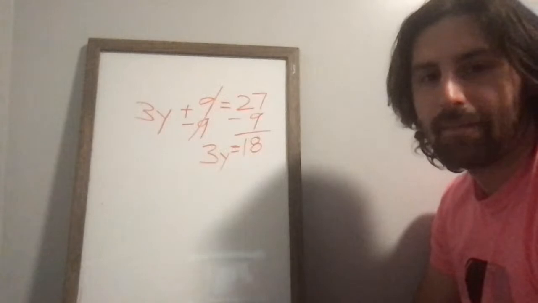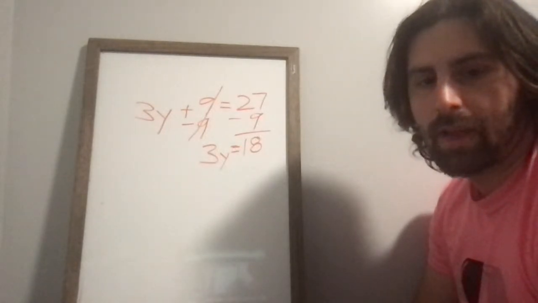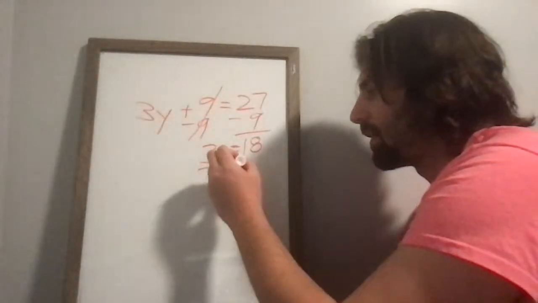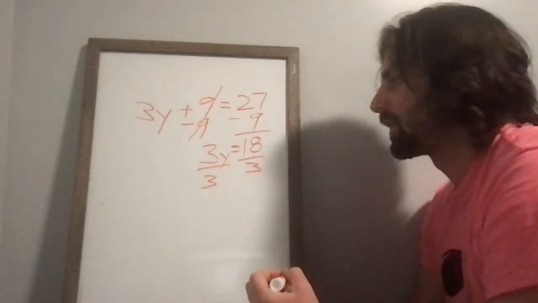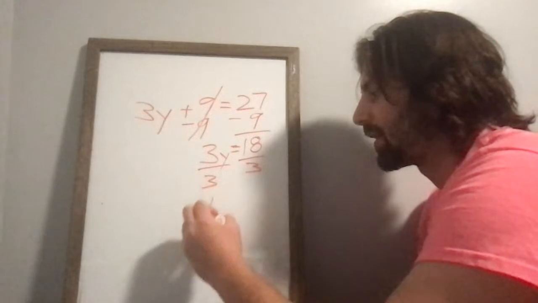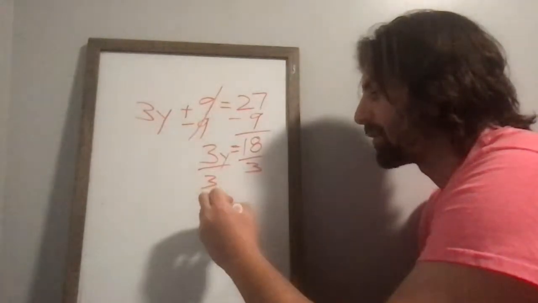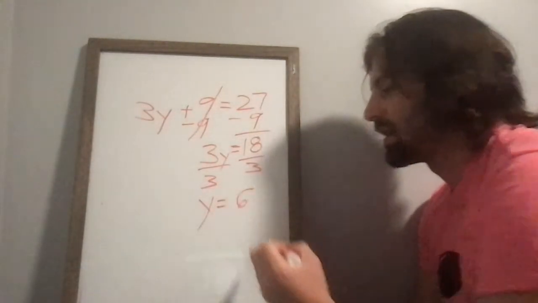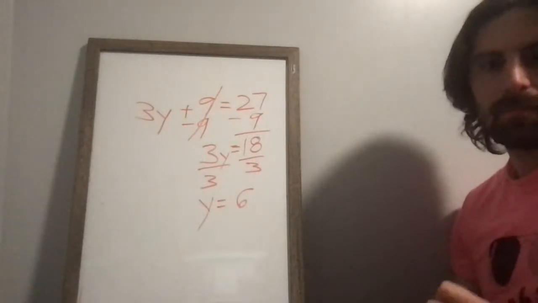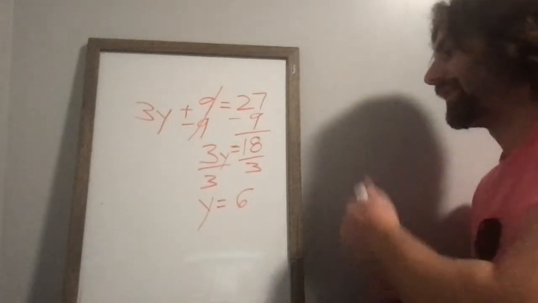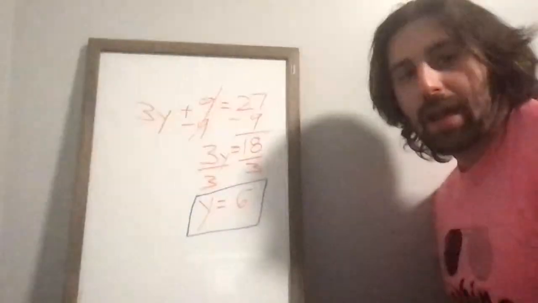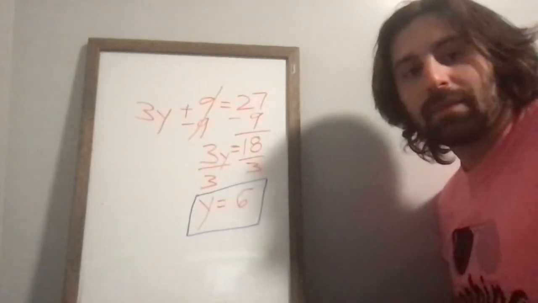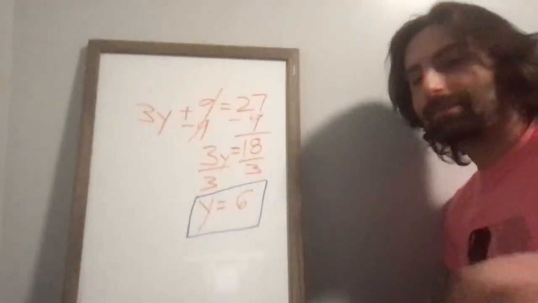So the next step, we got to divide by 3. 3y divided by 3 to get y, 18 divided by 3. So 3 divided by 3 equals y, 18 divided by 3 equals 6. And y equals 6. All right, and now I am going to do another one.